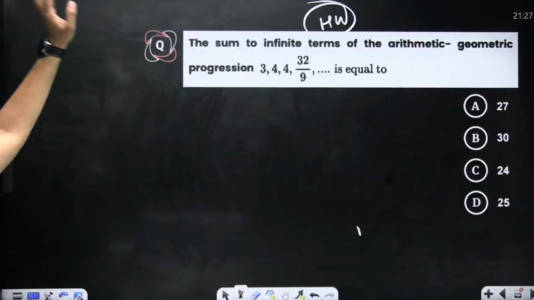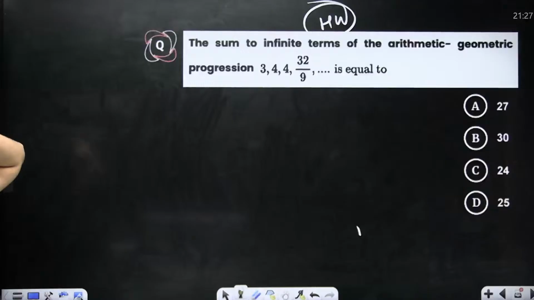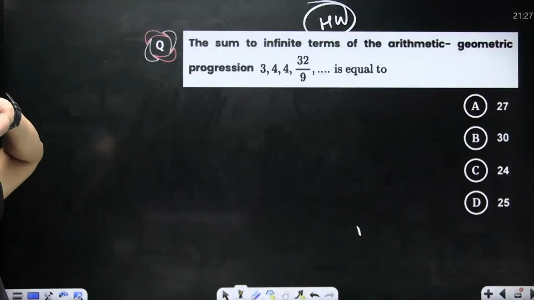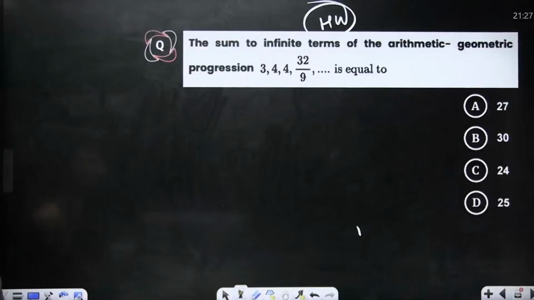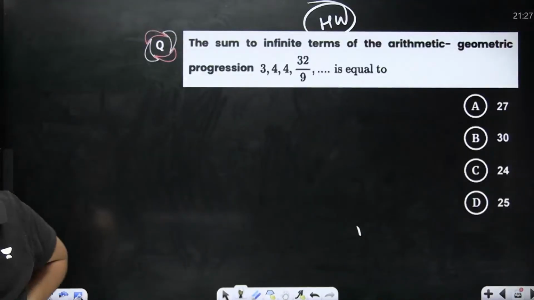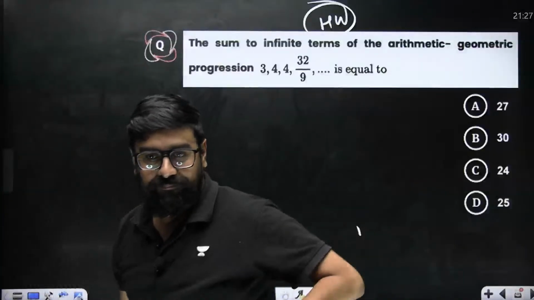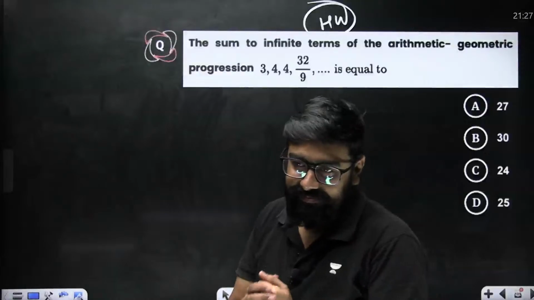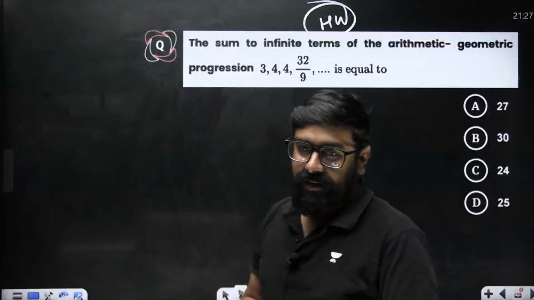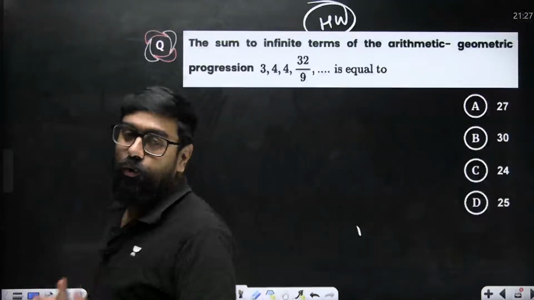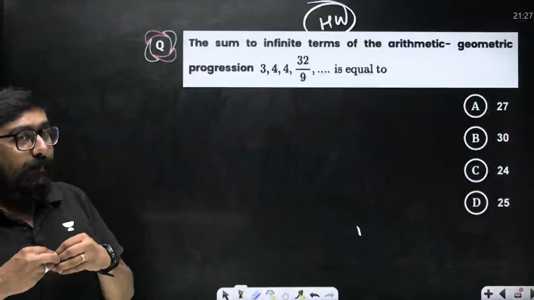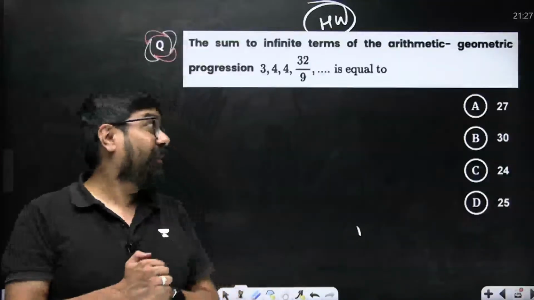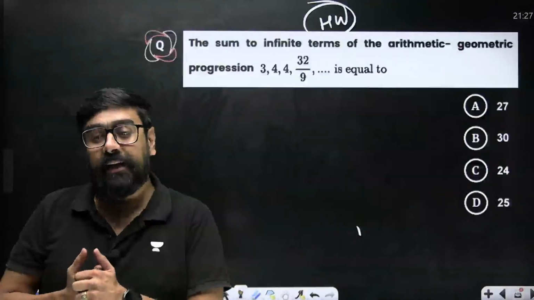It's given that it is an arithmetico-geometric progression. It is already given that it is an arithmetico-geometric progression. And you have to find the sum of infinite terms for this arithmetico-geometric progression. You have to solve it by assuming, by knowing, by believing that it is an arithmetico-geometric progression, even if you are not able to see it.